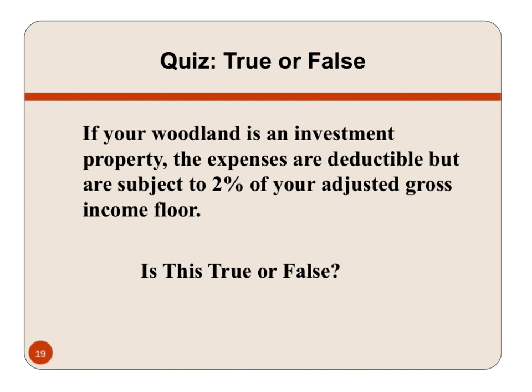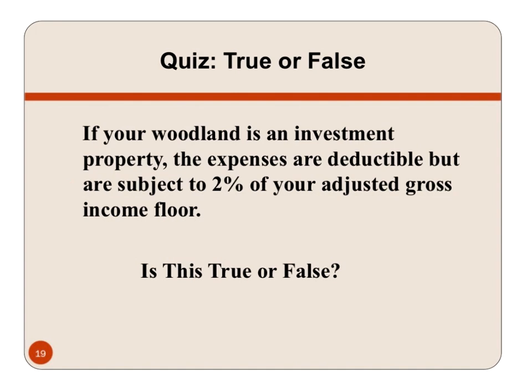Here's another quiz. If your woodland is an investment property, the expenses are deductible, but are subject to 2% of your adjusted gross income floor. Is this true or false? Okay, the majority of you chose that it's correct. This is correct. The key word is investment property. The expenses are deductible, but if you report them on Schedule A, they are subject to 2% of your adjusted gross income.